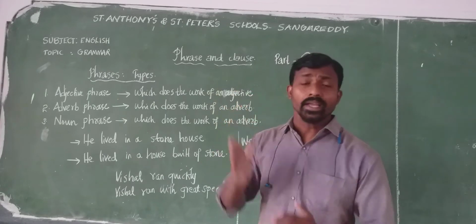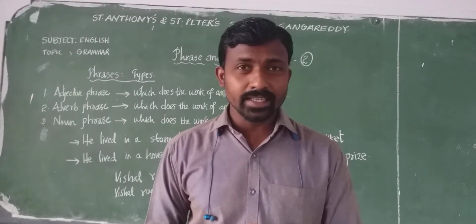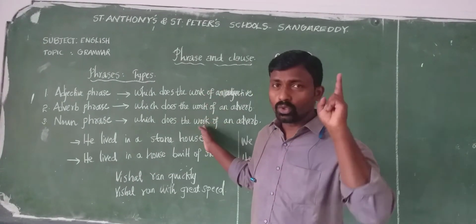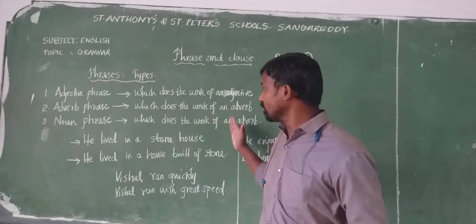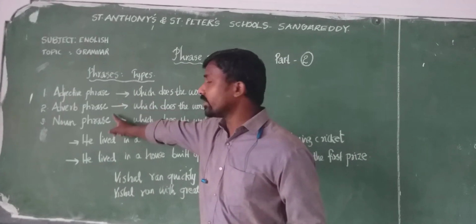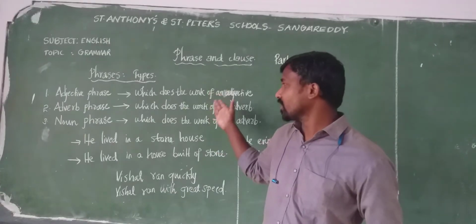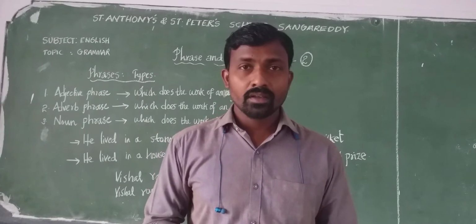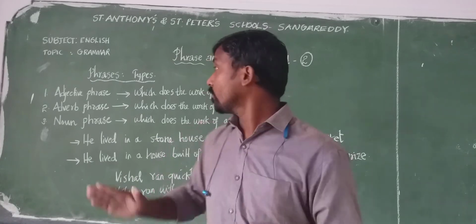Dear friends, yesterday we discussed that phrases are a group of words which do not contain a subject and predicate. Phrases can be mainly classified into three. One more thing I would like to remind you: if you want clarity on this topic, you should have an idea about adjective, adverb and noun. When you do not have that clarity, you may face some difficulty. Don't worry, we will have a quick recap about what is an adjective.